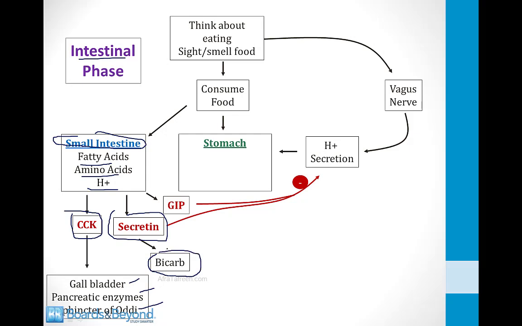And both secretin and GIP have inhibitory effects on proton secretion in the stomach, so it will shut down stomach acid secretion because that is no longer necessary as food is moved into the intestine. And that concludes our module on GI hormones.